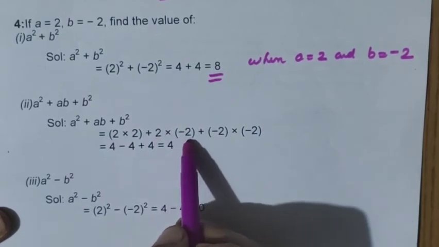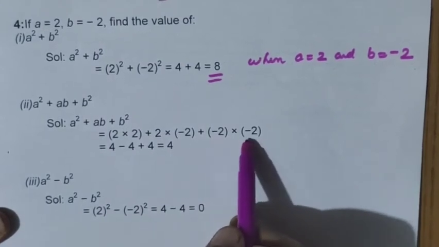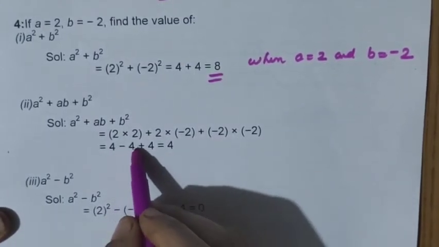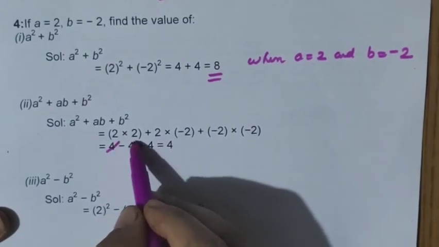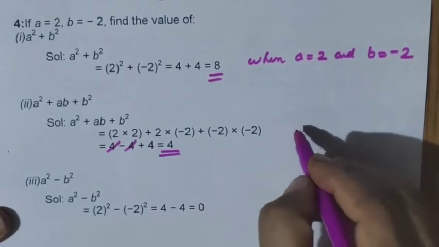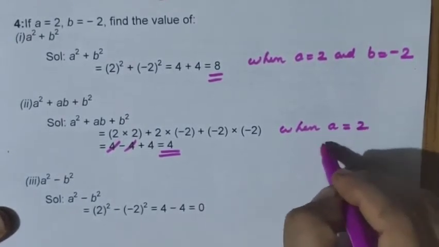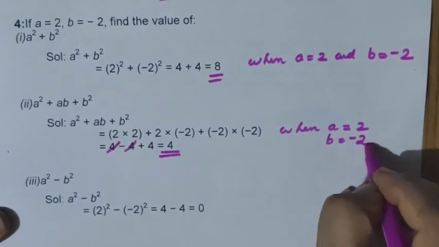So 2 into minus 2. What is b square? Minus 2 into minus 2. So it will be plus 4. So 4 minus 4 and 4. So 4 and minus 4 will get cancelled. The remaining value is 4. We should add here, when a equal to 2 and b equal to minus 2.